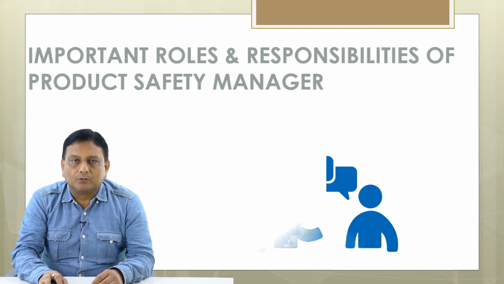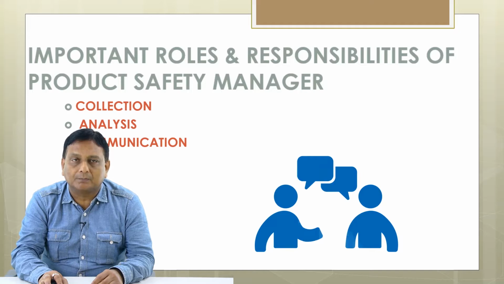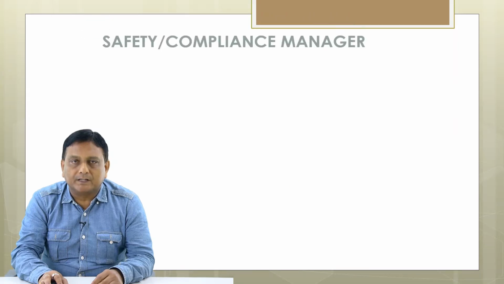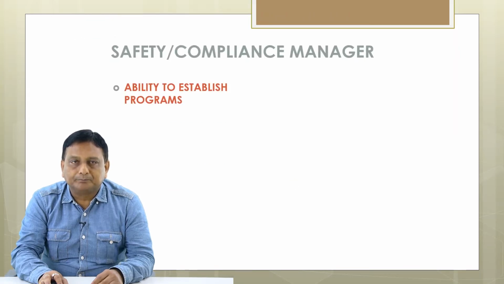Those roles include the collection of data and information, then analysis of the information or data available, and then finally communication with the factory, communication with the team engaged in processing, communication with different stakeholders and suppliers of chemicals, and finally communication with the buyers. Those are the important roles and responsibilities a safety or compliance manager has to play, because he has to establish the RSL program inside a factory.